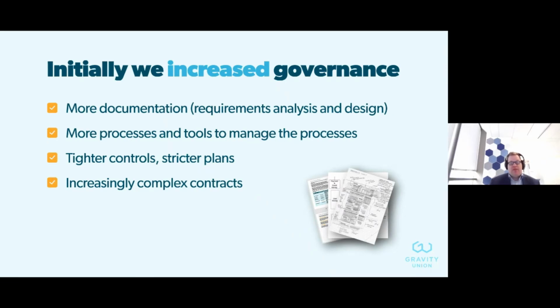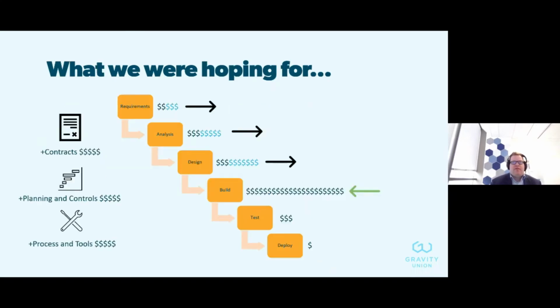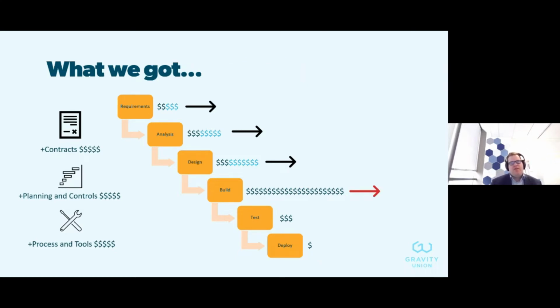So, hey, we need more documentation and stricter processes and tighter controls in our projects, and we need better contracts to make sure that our budget doesn't go from $2 million to $2 billion. And we need more documentation and all that kind of good stuff. So what we were hoping for is that we would do a better job in our contracts, do better planning, use better processes and tools, do more requirements, more analysis, and more design in the hopes of really reducing that build cost. And what we ended up getting was actually just more of the same.